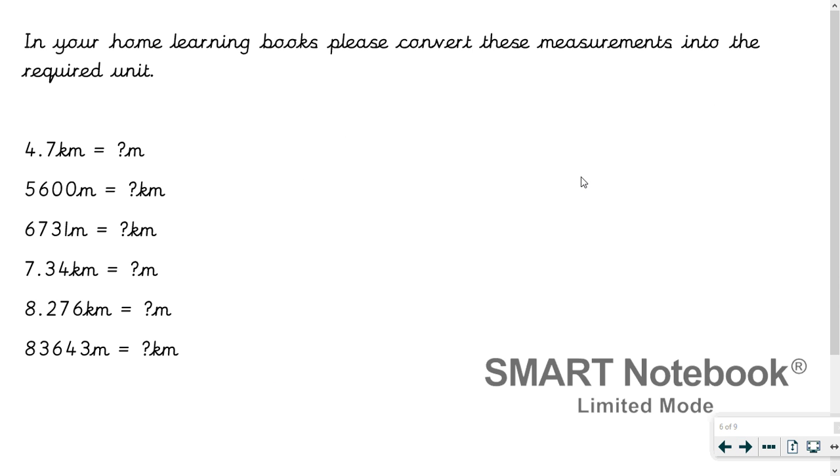What I'd like you to do in your home learning books, please, is to convert these measurements, just as I've just done, so meters to kilometers or kilometers to meters. If you can't quite remember, take the video back a little bit and watch the examples again for which method you use to times or divide. So pause the video, do these in your home learning books, and then come back and we'll talk about the answers. Off you go.